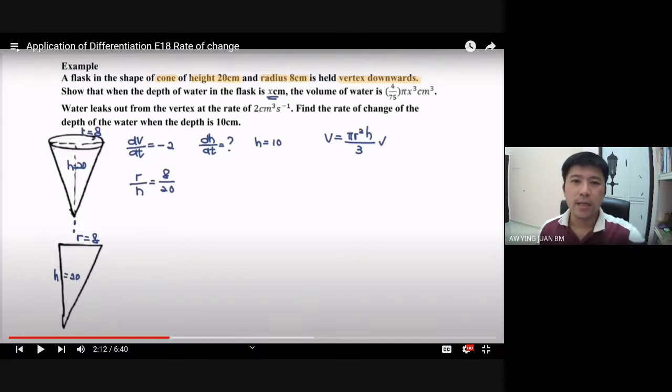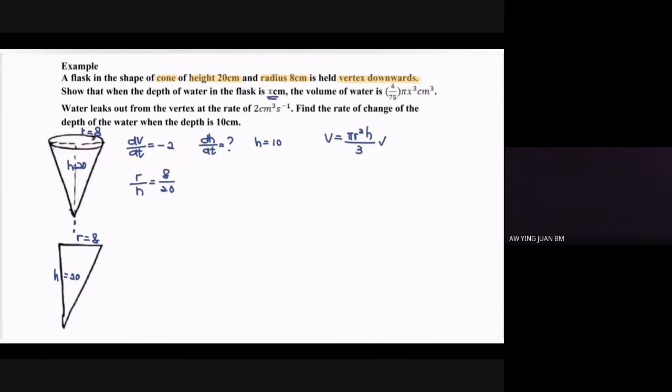Teruskan lagi. Kena buat apa? Kena buat chain rule dia. The situation and rearrange the situation so that R become the subject. So R will be equals to 8H over 20. Simplify, R will be equals to 2H over 5.